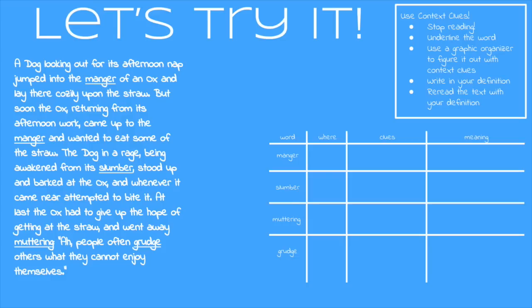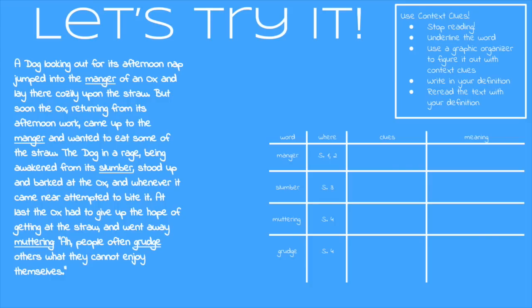Now we need to write in where we found each of those words. And remember, we're just going to say which sentence. So manger, for instance, is in sentence 1 and sentence 2. Slumber in sentence 3, and muttering and grudge are both in sentence 4.